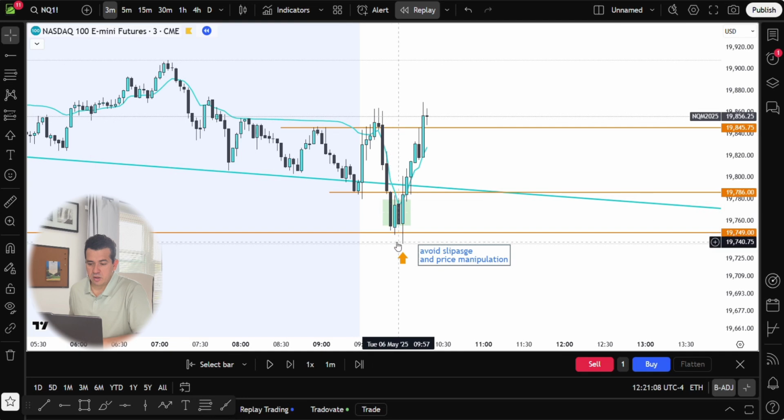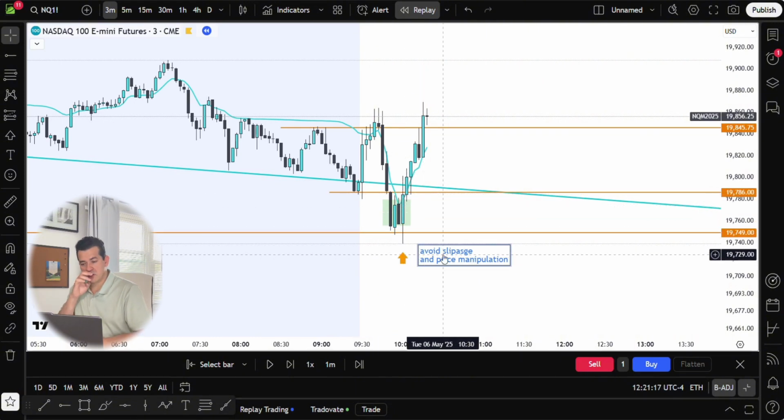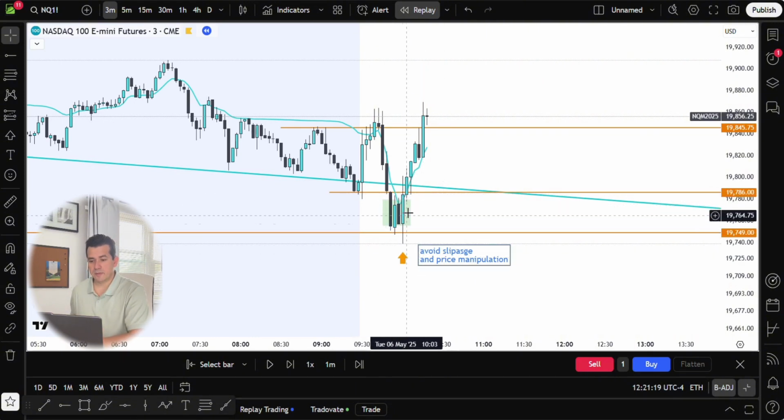Wait for the liquidity to be taken out. Most traders went long here. If they went long here after this, they got stopped out. This is the avoid slippage. You want to avoid those, and then after that the market went up. So wait for that confirmation.